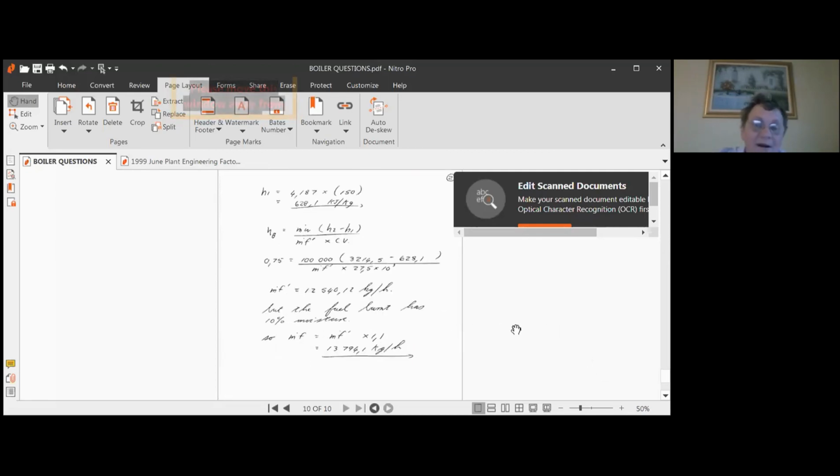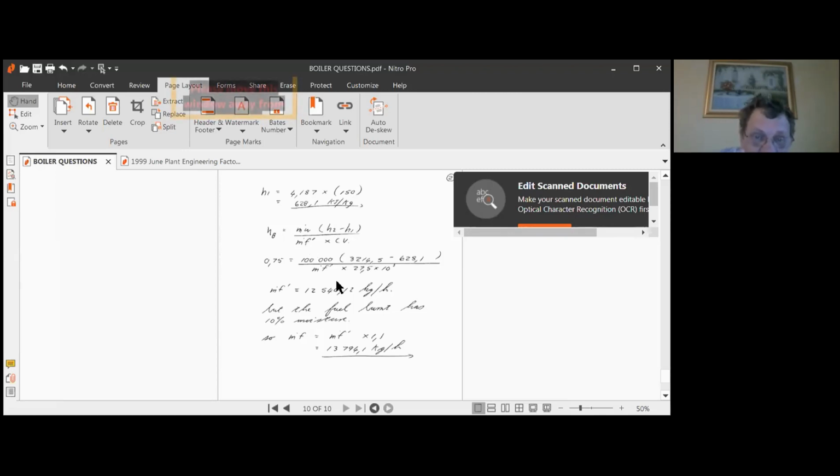Then H1, which is the inlet temperature, is 150 degrees Celsius. The feed water inlet temperature is 150. Now, remember we used to work with 50 and 30 in it, but that sounds more correct. Times 4.187, that gives you 628.1 kilojoules per kilogram. The efficiency of the boiler is then the mass of the water times H2 minus H1. This one I calculated up there.